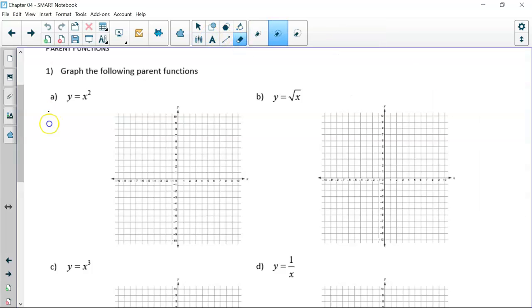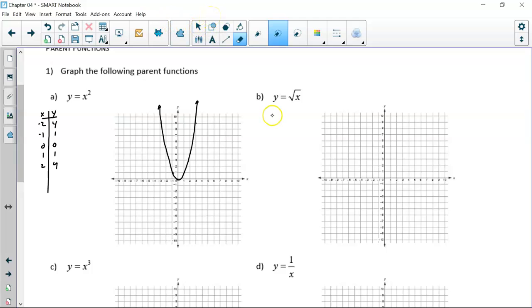So for y equals x squared, our anchor points are (-2, 4), (-1, 1), (0, 0), (1, 1), (2, 4). These are the basic points. This is the basic shape and size of a quadratic, y equals x squared.